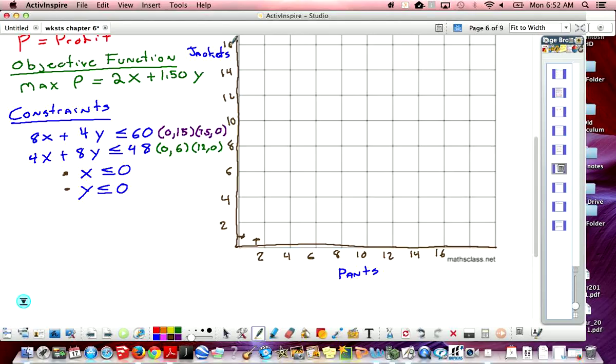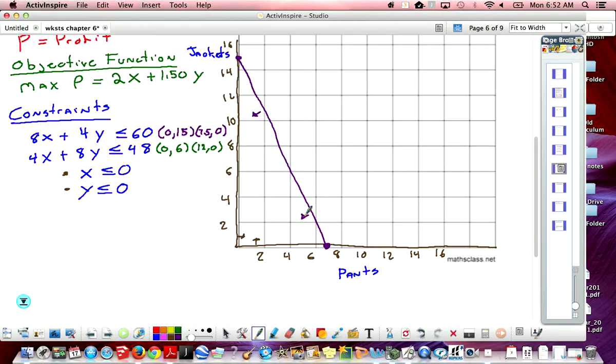So to graph the purple line, I'm graphing the point 0, 15 and 7.50. So really, basically what I'm doing roughly is connecting these 2 points the best I can. I get my line, and then my shading, since it's a less than, is going to be below. So right now my solution is this triangle.